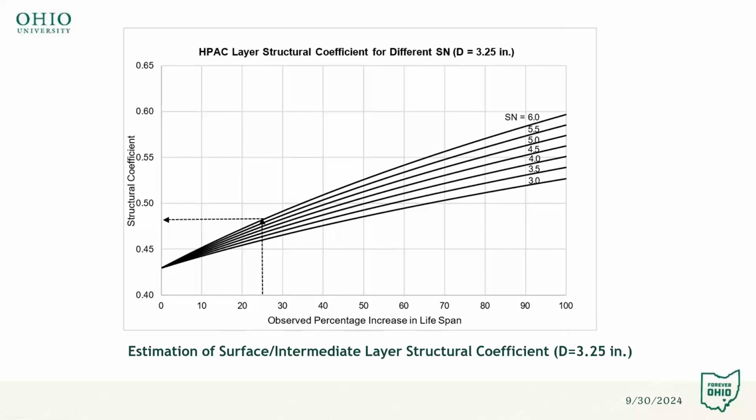Which is higher, in comparison. As you see, the other curves converge at the left side axis to 0.43, which is the currently assumed 0.43 structural coefficient. So this is relative to the existing 0.43 structural coefficient. It's about a 0.05 increase, right?